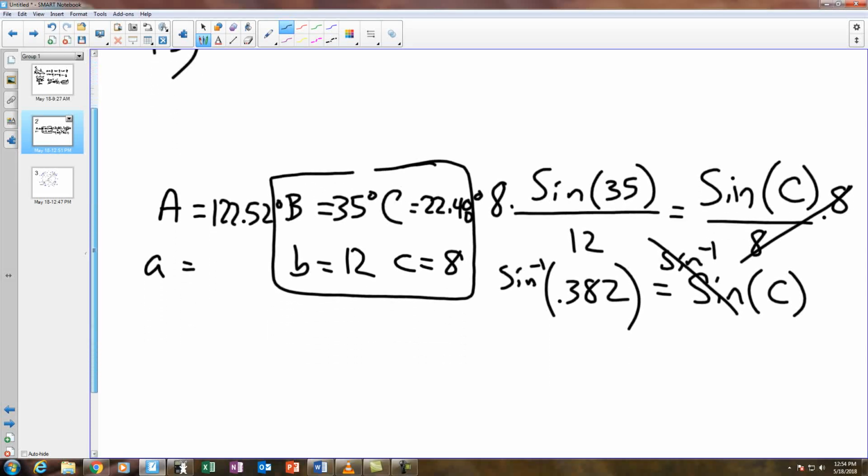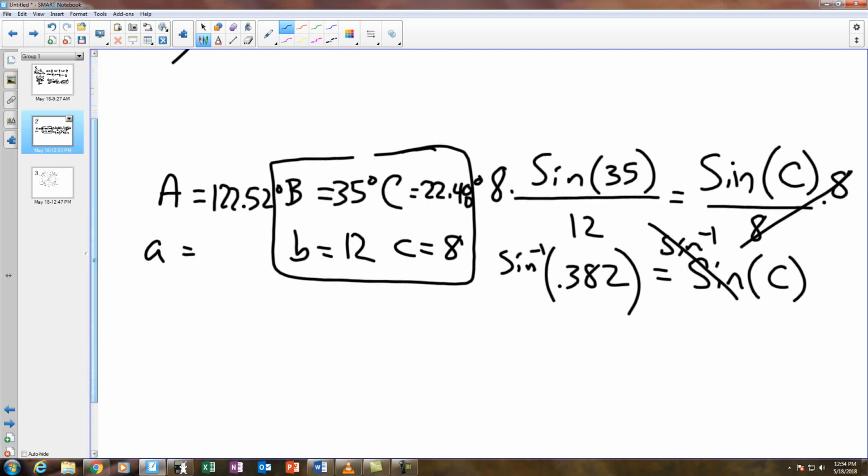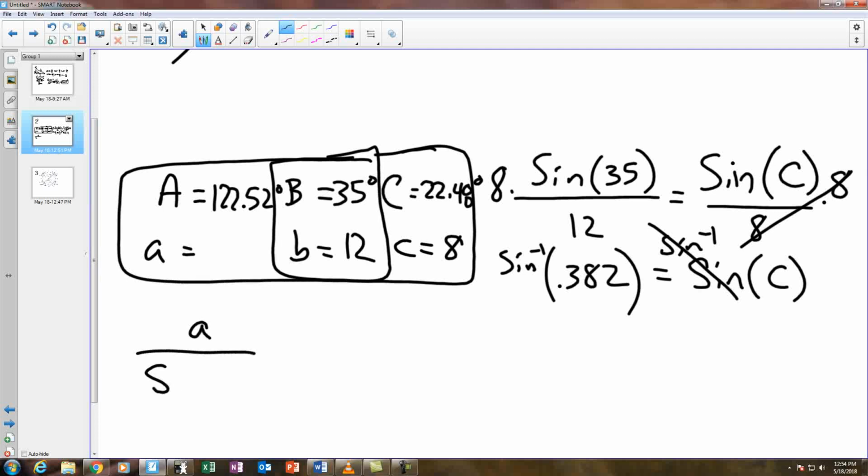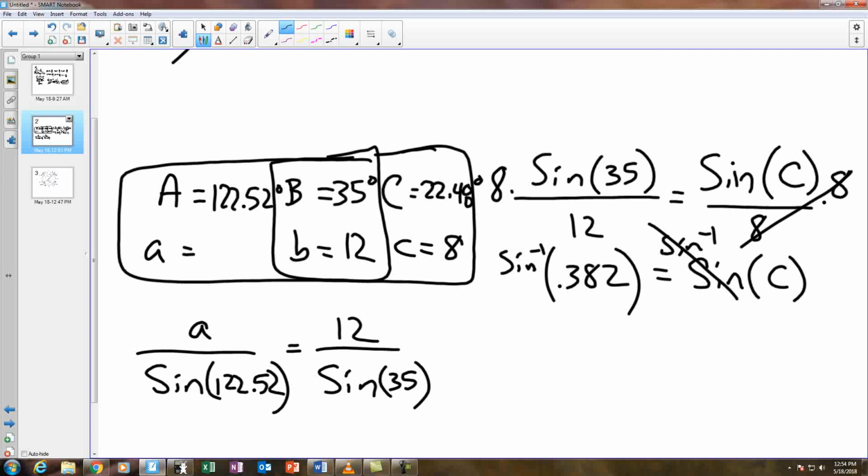And then I'm going to use the law of sines again. But because I'm looking for little a this time, I'm going to work on this information here. Because I'm looking for little a, I'm going to put little a on top and put the sine of big A on bottom. You're always allowed to flip it as long as you flip everything. So over here, I'm not going to put sine of b over 12. I'm going to put 12 over the sine of 35. So you can see how that fraction got flipped upside down.